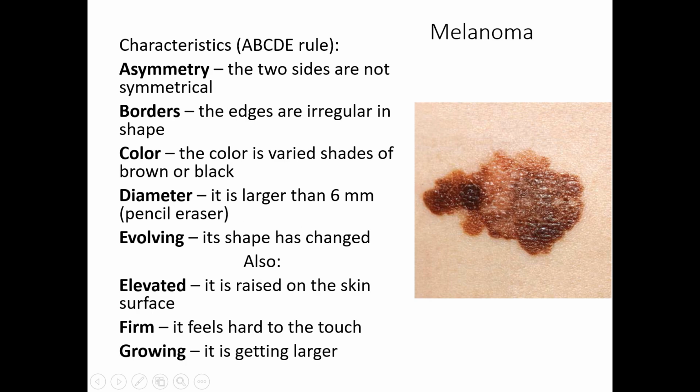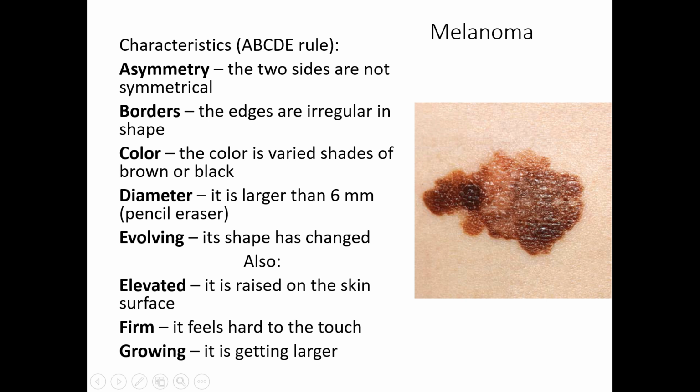You need to know the ABCDE rule. The ABCDE rule tells you how to recognize if it's a simple mole or if it's melanoma. First, asymmetry. If you cut it in the middle like that, two sides do not match. They are not symmetrical. Borders. Borders are not smooth. They are irregular. Color. It has several varieties of color, lighter, darker. Sometimes it can be greenish, bluish, or reddish, so different colors in one space.